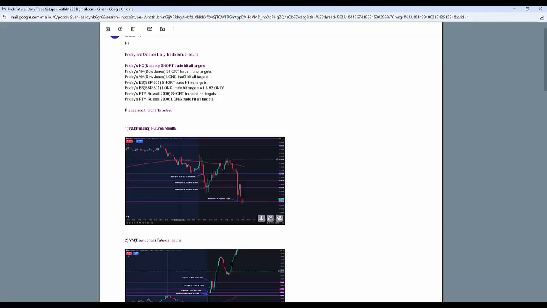So the long side for the Russell and the S&P and the Dow was very, very good. The short side for the Nasdaq was very, very good. It never faked us out.